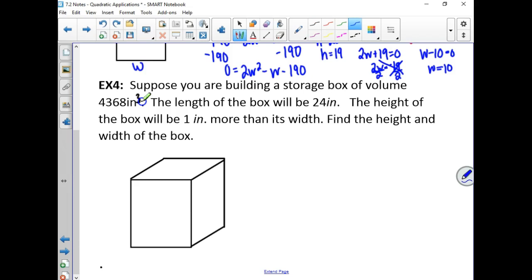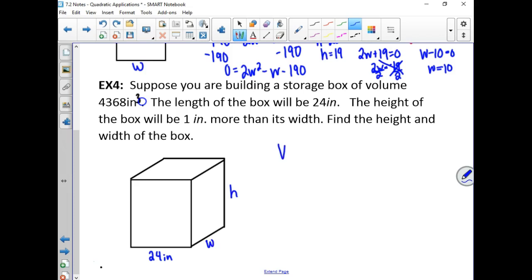The length of the box will be 24 inches. The height of the box will be 1 inch more than its width. Find the height and the width of the box. So in this case, we know that the length of the box is 24 inches. So this is always 24 inches. We have the height of the box and the width of the box.